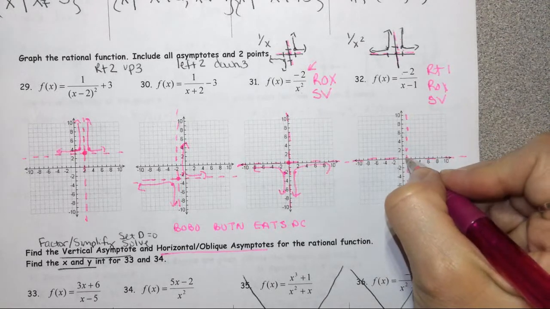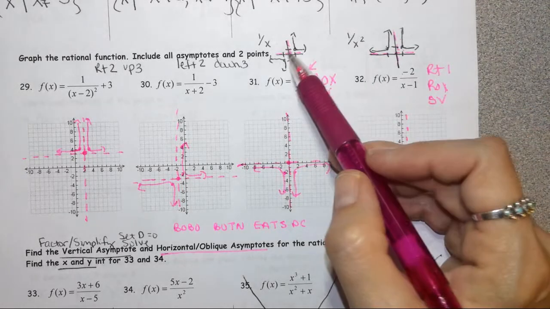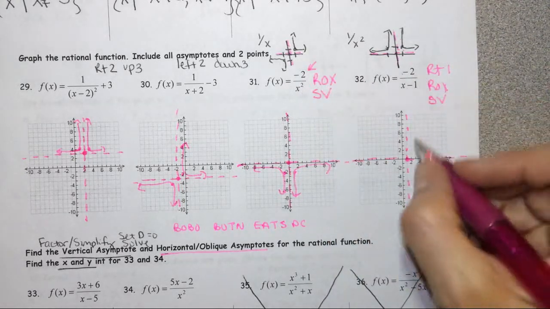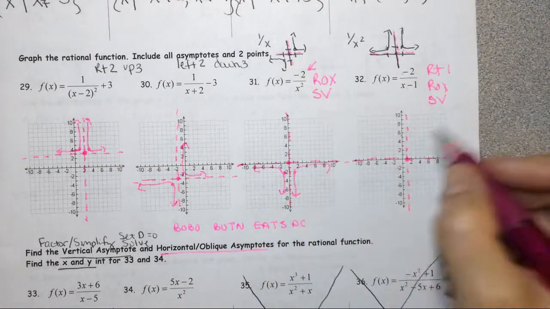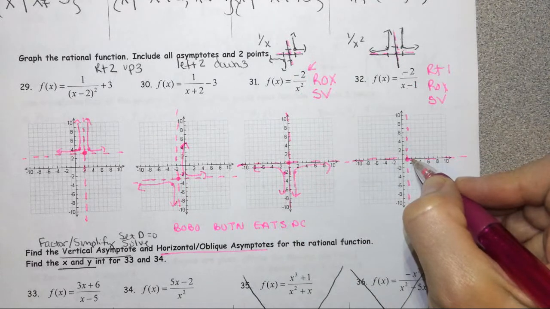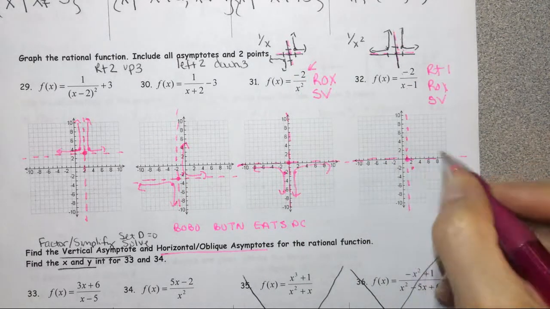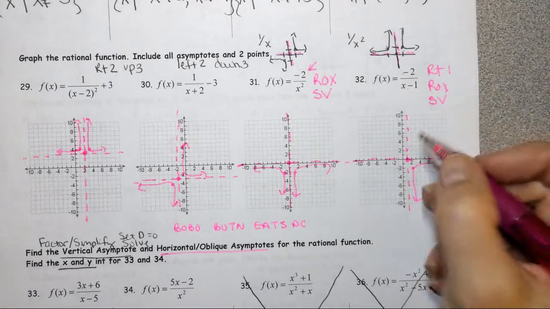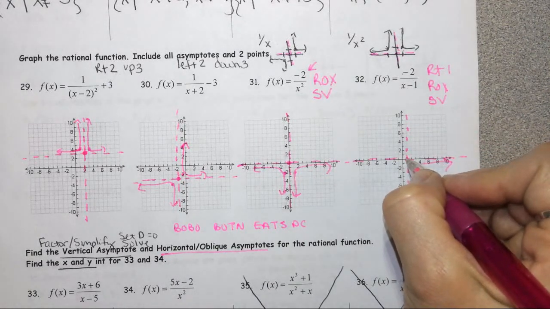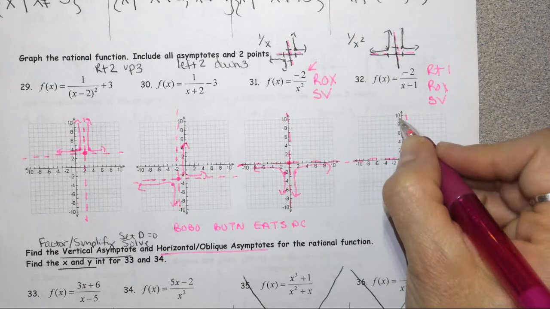Okay. Normally, when I do a 1 over x, I go right 1, up 1. Because it's a negative, I'm going to go right 1, down. And because it's a -2, I'm going to go right 1, down 2. So the right side is going to be on the bottom now. I'm going to go back to my middle, and I'm going to go left 1, up 2.